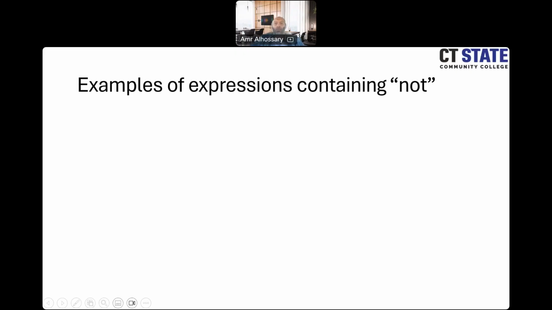Okay, next are expressions of NOT. The first expression will explain the idea of NOT. I should start CPR if heart is not beating. So if heart beating is true, I should not start CPR. If heart beating is false, I should immediately start CPR. So if input is true, the output is false. If input is false, the output is true.